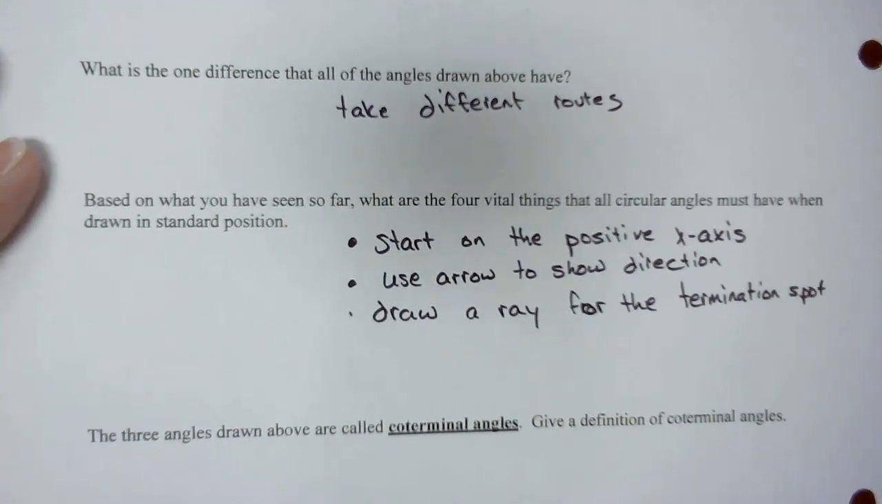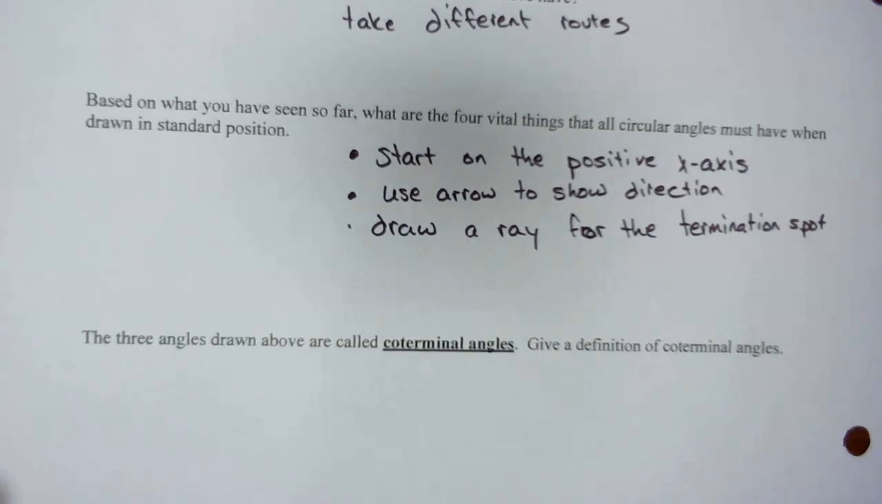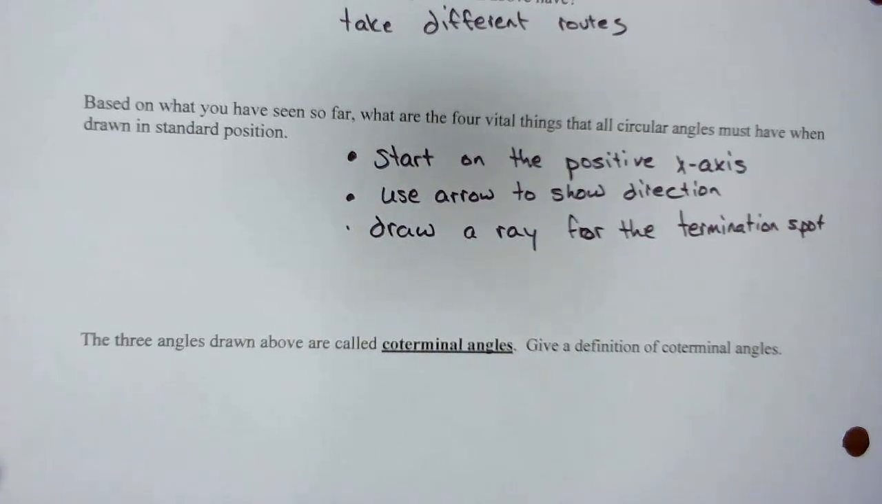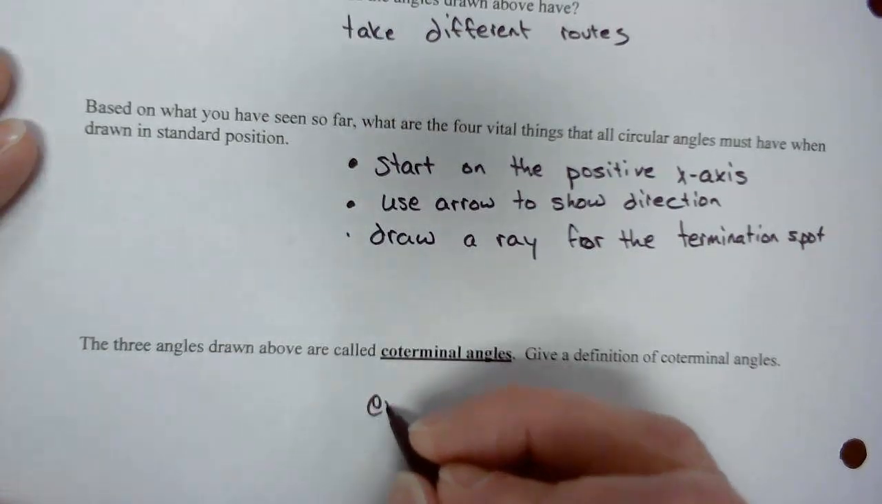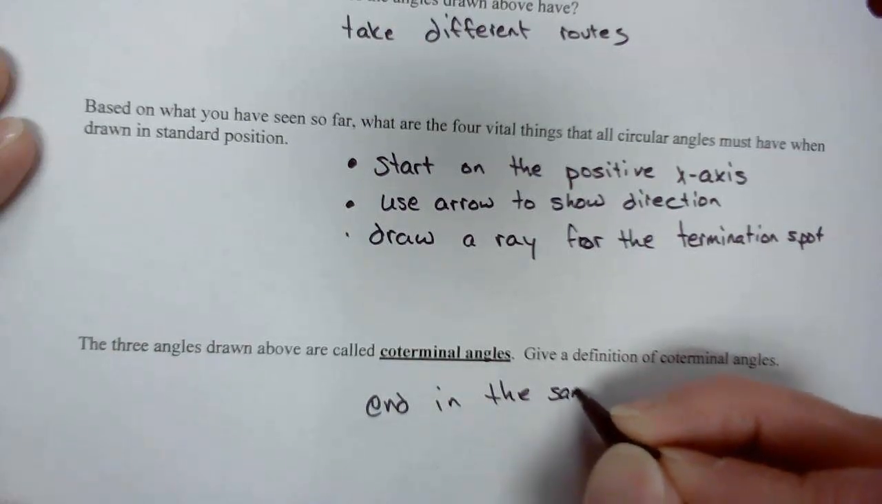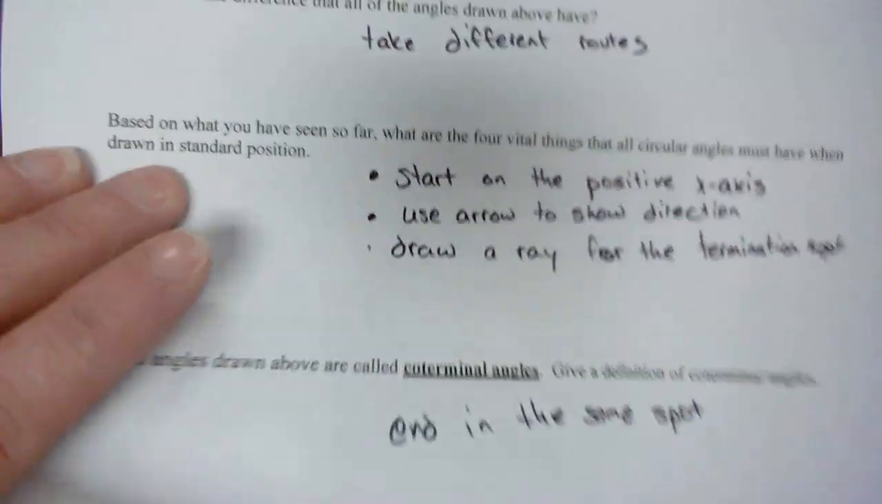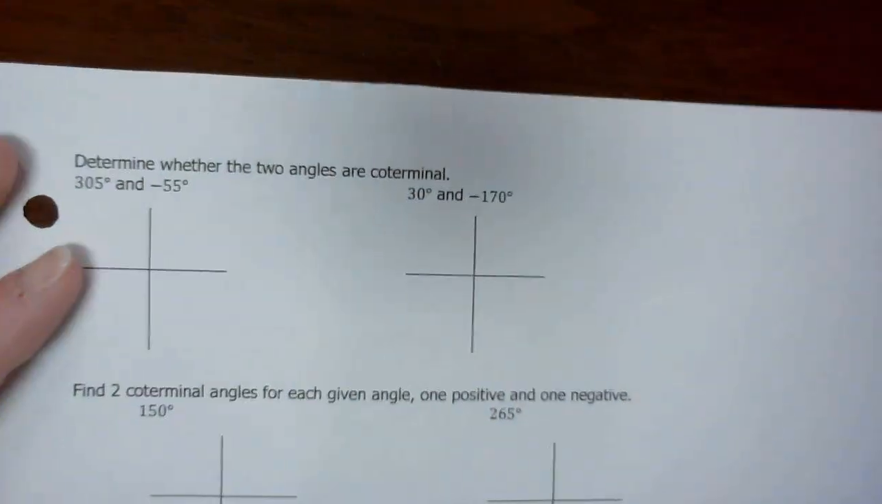Now, all three angles that we just drew are called coterminal. What do you think coterminal means? Well, it means they end in the same spot. So let's look at a couple of other angles, and we're going to decide if these are coterminal.